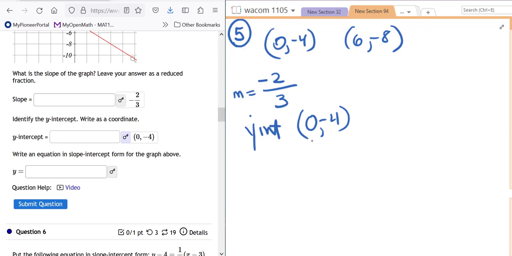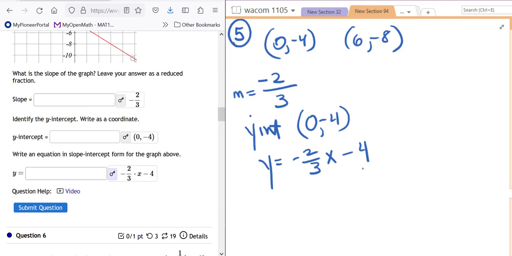And now they ask for the equation in slope-intercept form. We actually have the intercept, so we can plug right in there. Y equals -2/3 x, and this will be -4. And it's done. So it's less work than some of them because you didn't have to go to point-slope form.